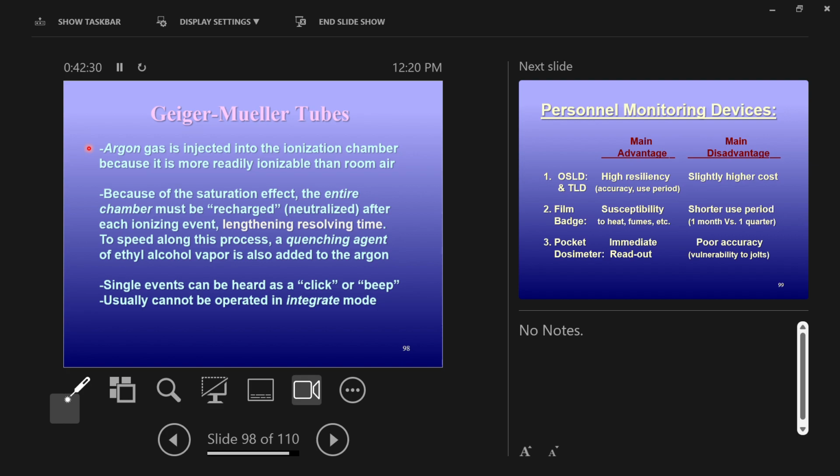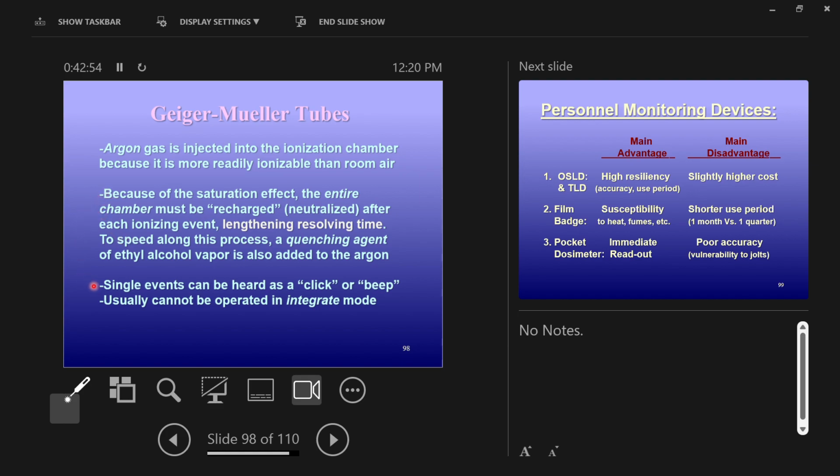So argon is a good example of that. Argon's injected into these ionization chambers because it's more readily ionizable than room air. Room air is mostly nitrogen, also oxygen. Harder to ionize because oxygen and nitrogen are not noble gases.